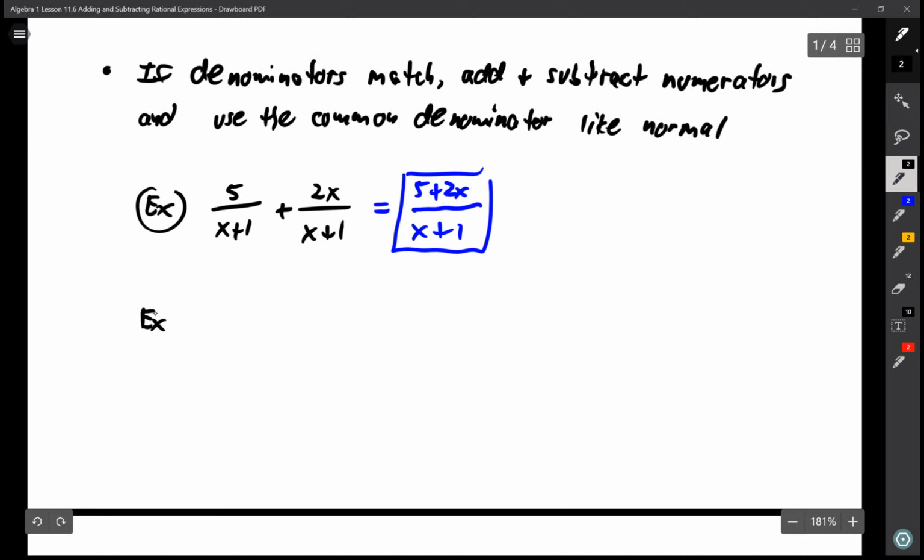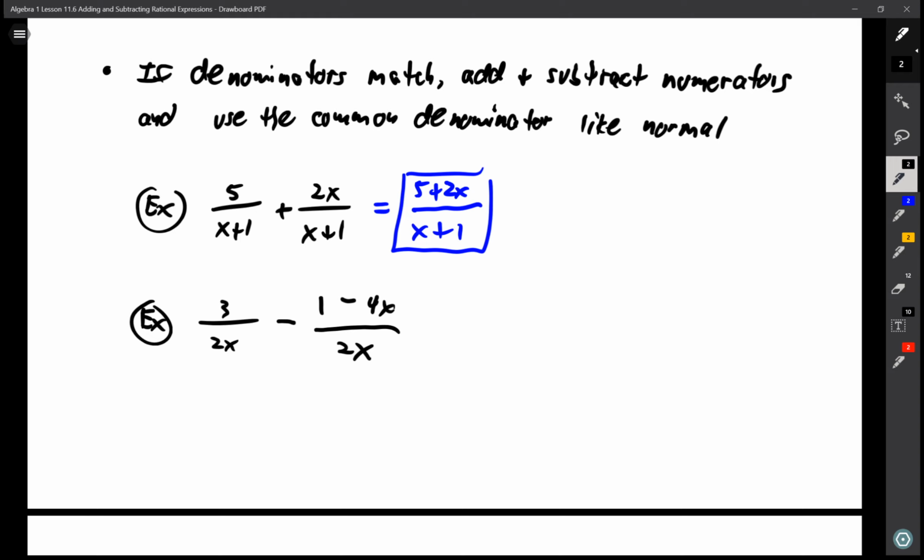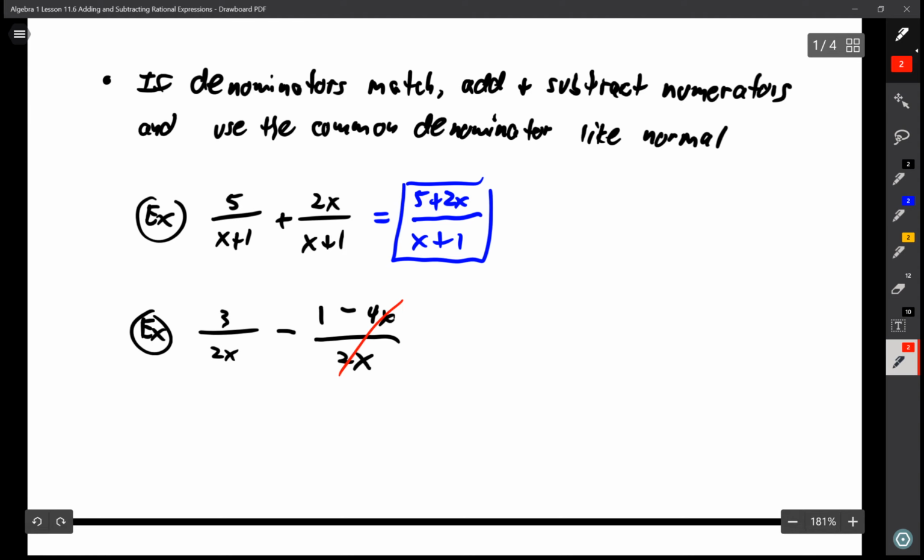You do have to be careful with subtracting, because what if you had something like this? 3 over 2x minus 1 minus 4x over 2x. Okay, two notes of caution. This 4x and this 2x, those cannot do that. You cannot do any kind of simplifying with that, okay?